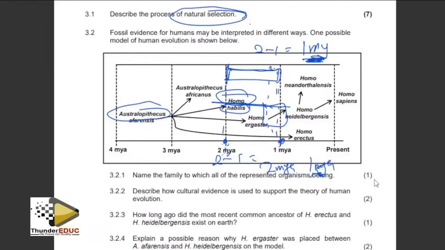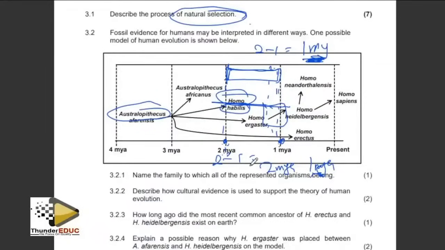Then now, what are they saying? They are saying, explain the possible reason why Homo ergaster was placed between Australopithecus afarensis and the Homo. It means that this is a transitional fossil. It has the characteristics of this organism, and it also has characteristics of the other. Homo ergaster is here, and then Australopithecus afarensis is here, and Neanderthal is here. So this is a transitional fossil. Homo ergaster has some characteristics of this and also some characteristics of that. Because it didn't get extinct, it's still going. Therefore it is a transitional fossil.